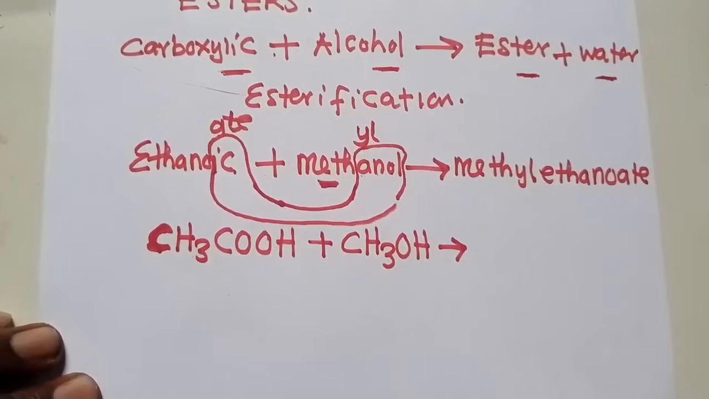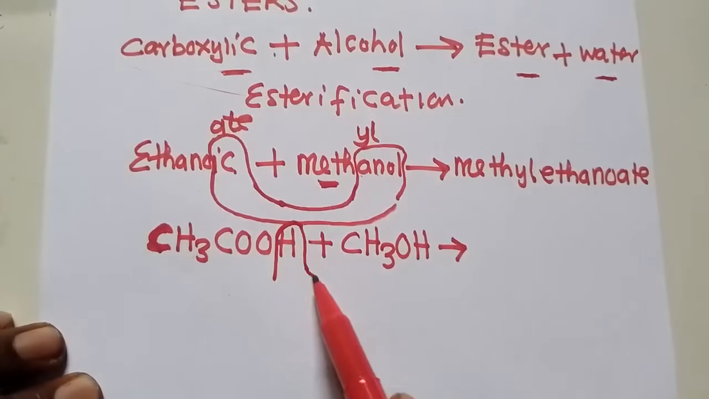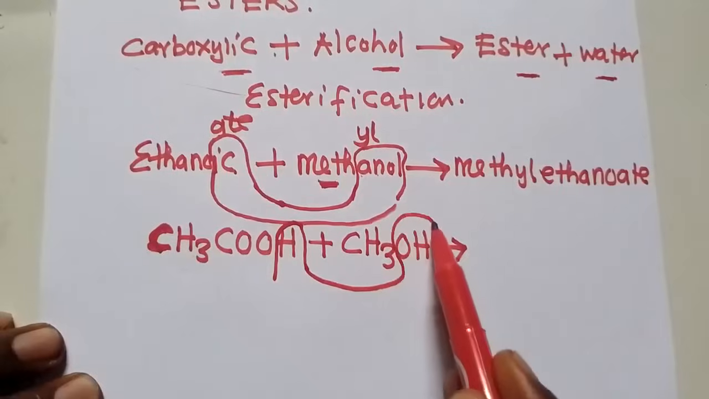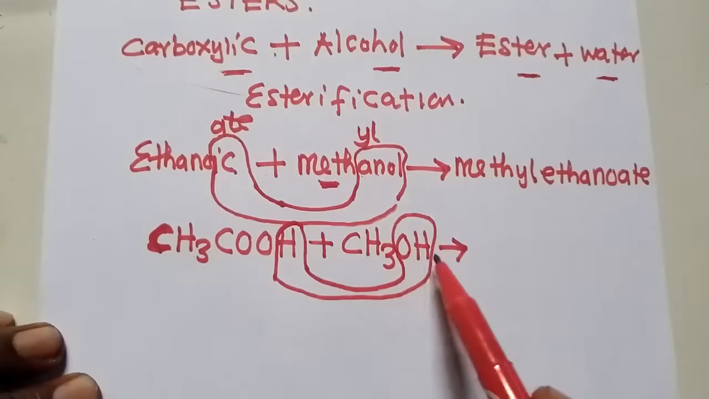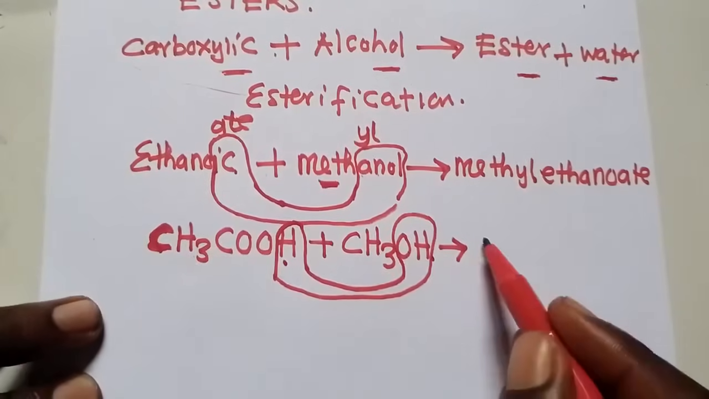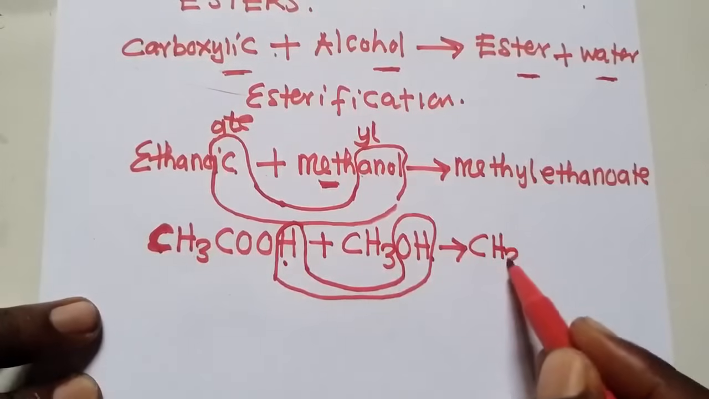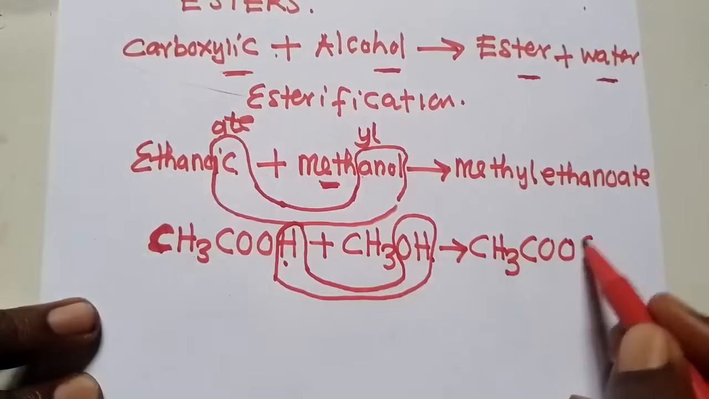So this is what will happen. On this one we will remove H. You just remove H. Here you remove a hydroxide. A hydroxide is removed. So when this happens, here you remove OH, and here you remove H. Then you write what has remained. This one, CH3COO. Then I put CH3.